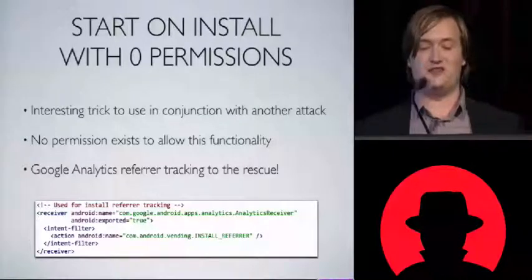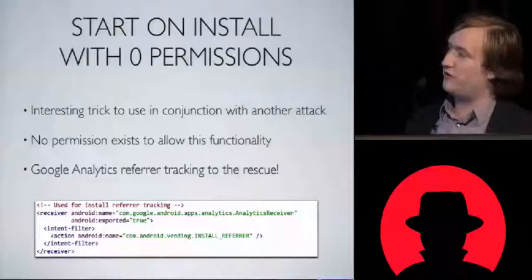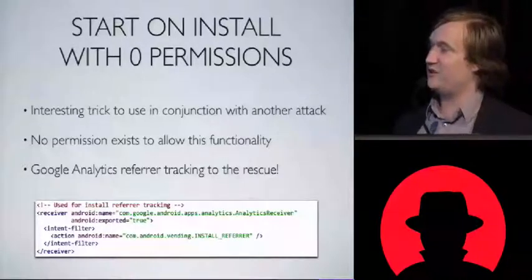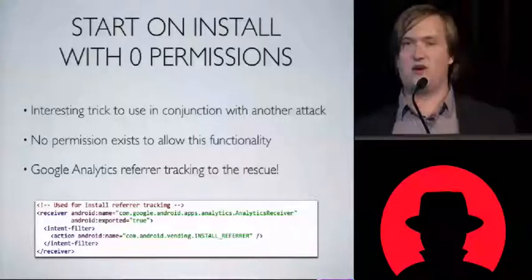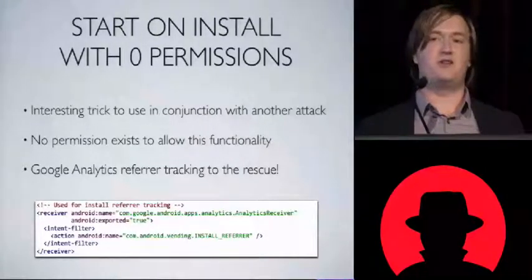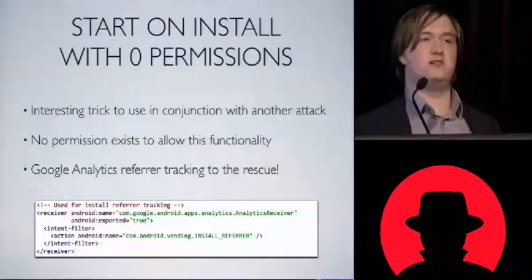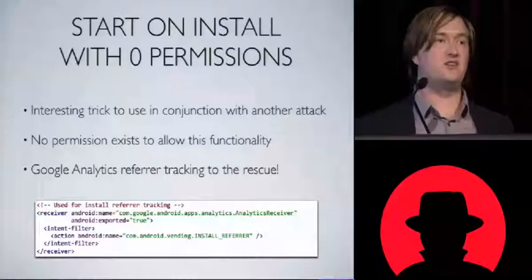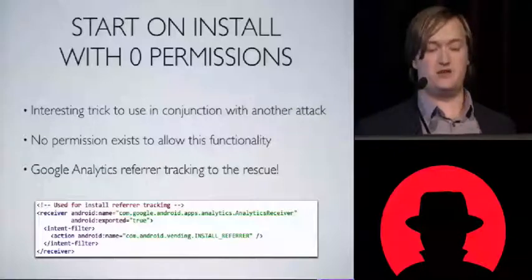Google Analytics has referrer tracking, and this code snippet is actually just stolen from the Google Analytics SDK for Android apps. Basically what it does is it allows you to track the source of where someone downloaded your app. So maybe they clicked on an AdMob link and you want to see which AdMob link they clicked on, or maybe they clicked from a website and you want to see what website linked into the market to your application.